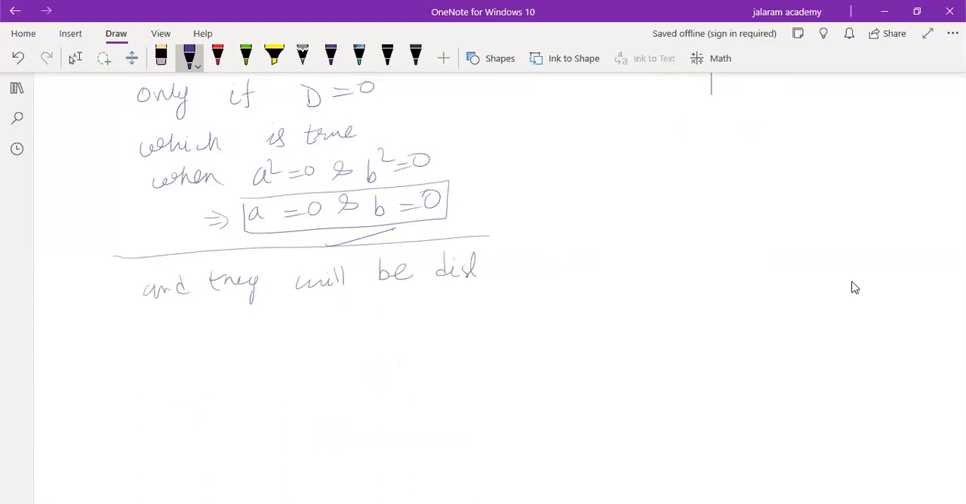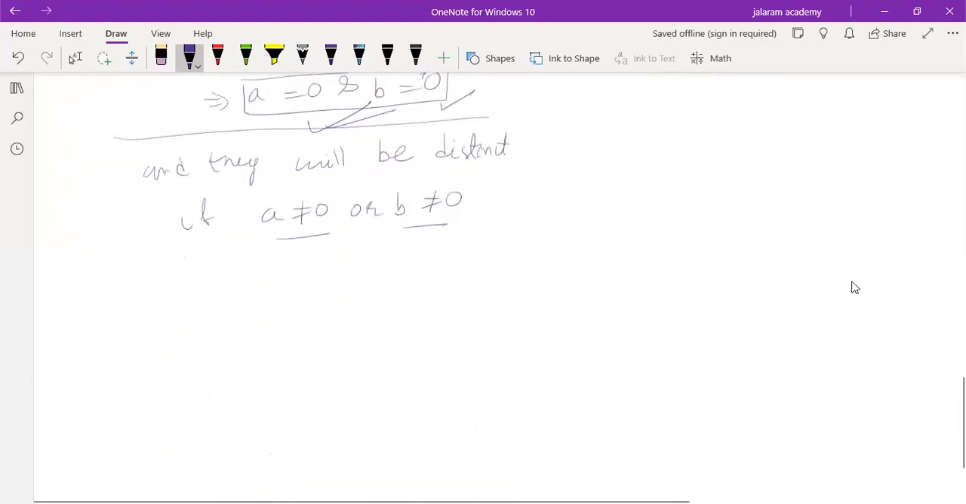They will be distinct if A is not equal to 0 or B is not equal to 0. Or means either A is non-zero or B is non-zero, or both are non-zero. Then they will be distinct. It is not compulsory that both must be non-zero simultaneously, but they must be zero simultaneously to make the roots equal. But for distinct roots, if only one of them is non-zero, then also it's okay. They will have distinct roots.